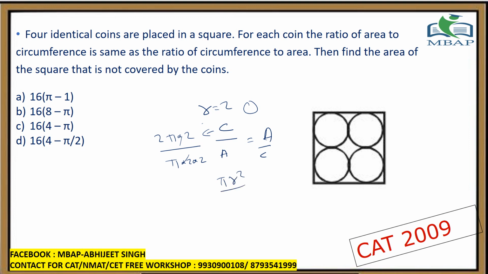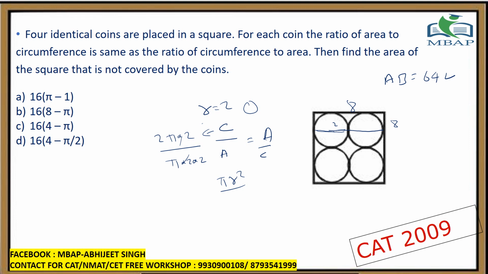Now all you know is that the radius of this circle is 2. If the radius is 2, the diameter is going to be 4. If the diameter of one circle is 4, the diameter of 2 circles will be 8, which is now the length of the square. Now imagine the length of a square is 8. What is going to be the area of the square? The area of the square is 64.